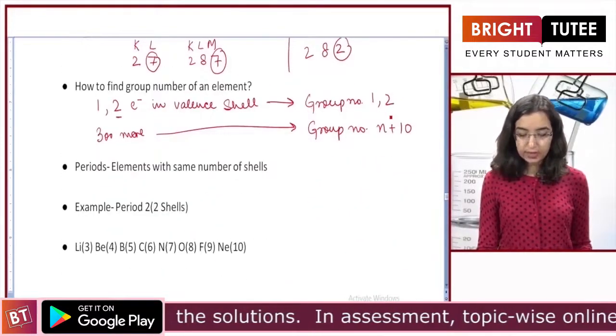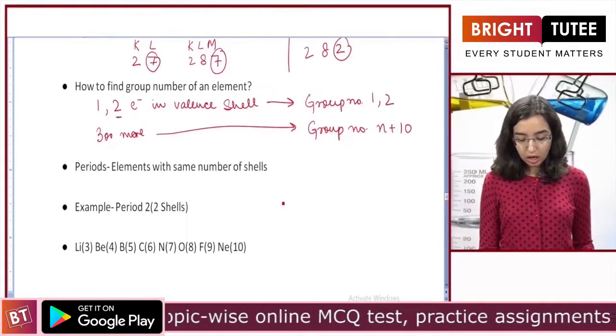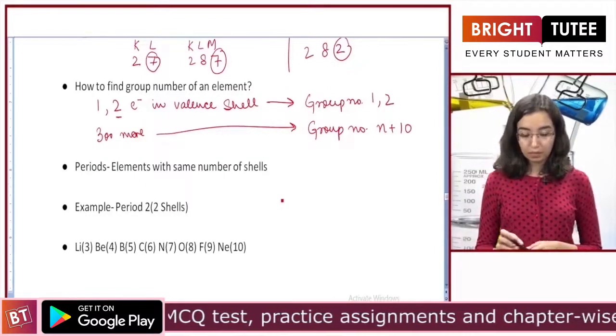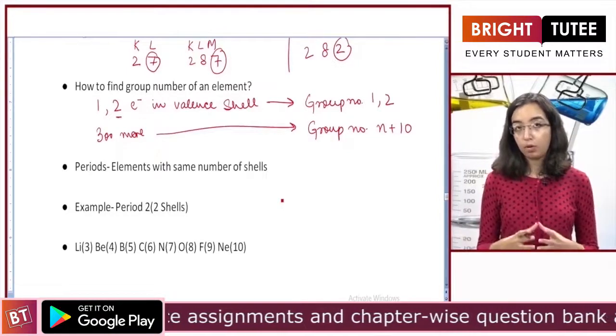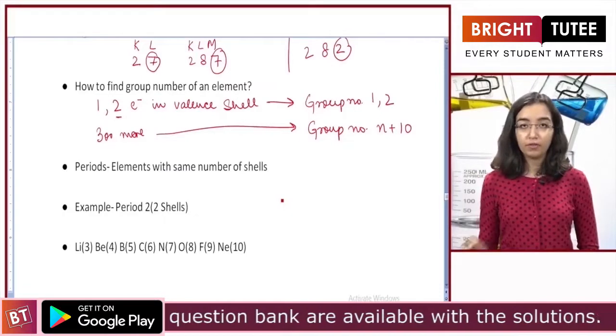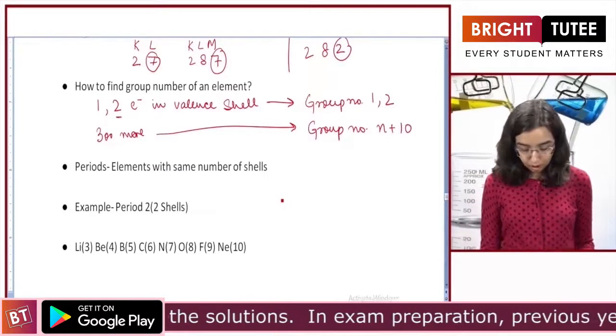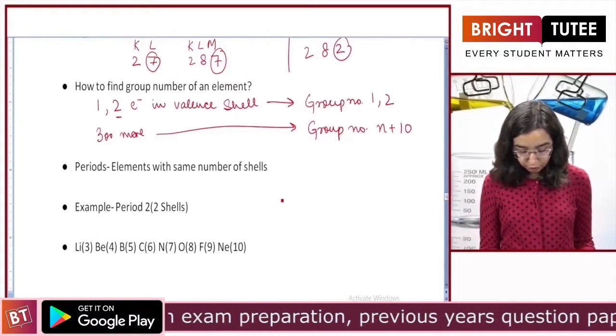Now let's understand the second aspect, which is the periods. Periods are the horizontal rows. They determine the number of shells that elements have. So in a period, the number of shells remains the same, whereas the number of valence electrons is not the same. Let's take the example of period 2.